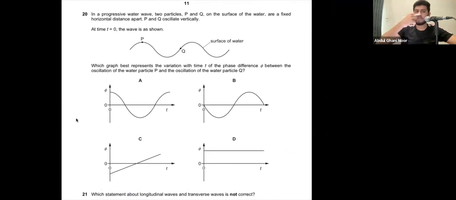Question number 20 says, in a progressive wave, two particles P and Q on the surface of water are a fixed horizontal distance apart. P and Q oscillate vertically. At time t equals 0, the wave is as shown. Which graph best represents the variation with time t of the phase difference theta between the oscillation of the water particle P and the oscillation of the water particle Q?